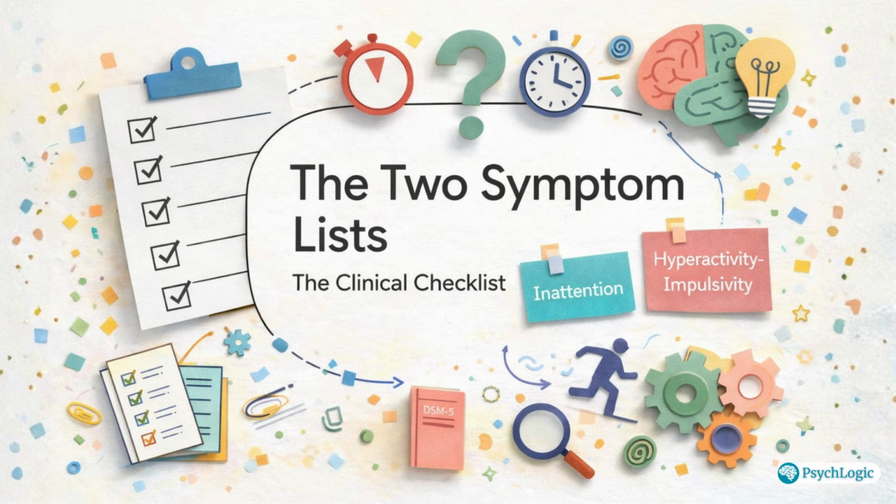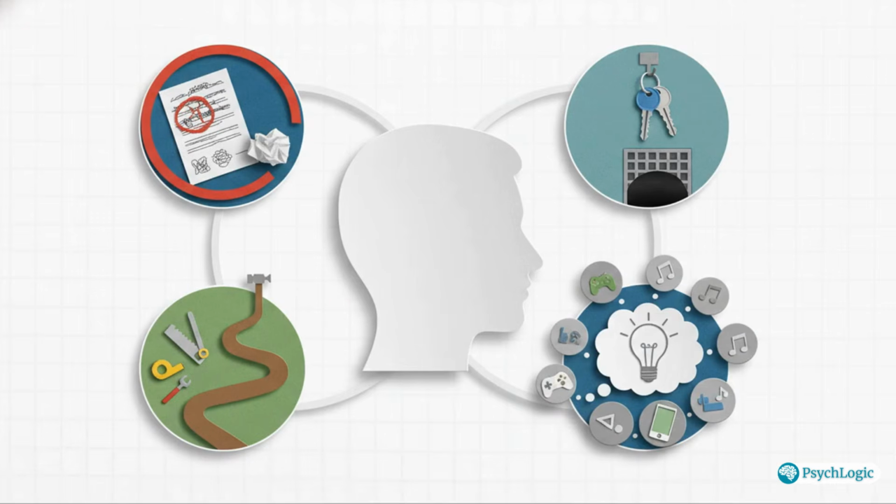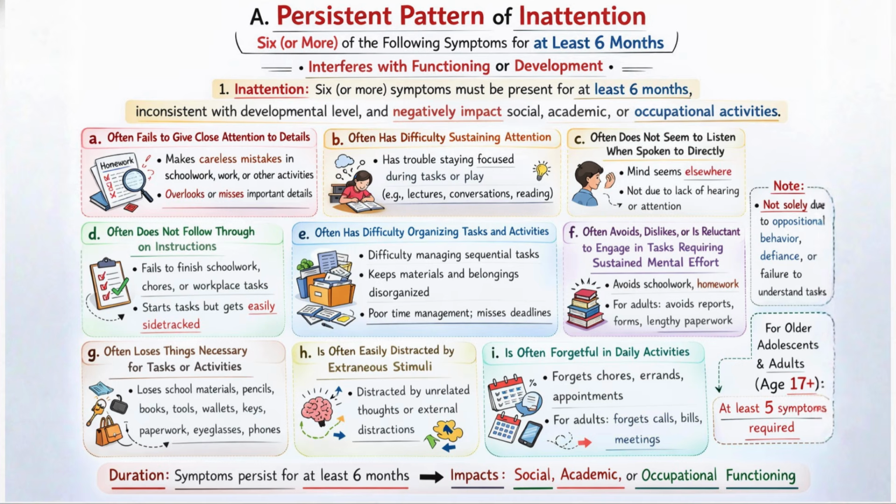Okay, so now let's get into the nitty-gritty. Clinicians use a very specific checklist of symptoms from the official diagnostic manual, the DSM-5, to see if someone's experience lines up with the criteria. So this is our first list, and it's all about inattention. For a diagnosis, a child needs to show 6 or more of these symptoms, and for an adult, it's 5 or more. Think about the student who makes careless mistakes on a test, not because they don't know the material, but because their brain just skipped over the details.